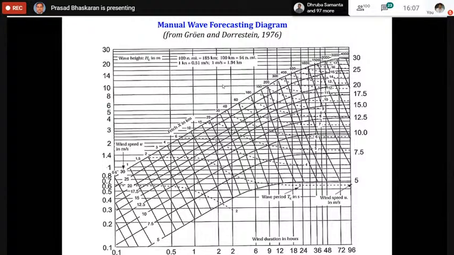But when you look into the real field, they don't match. That means if I'm getting a wave height of 1 meter here, in Europe I may be getting 1.5 meters, which means the validity of the nomogram is questionable. That is where it failed. The universal validity of the nomogram does not hold because it doesn't have any strong physics.